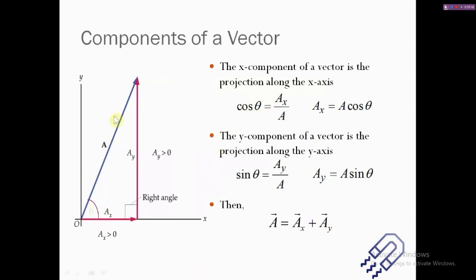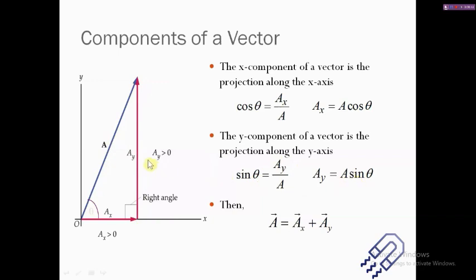Similarly, along the y-axis, if you want to find this length, you can use sine theta. Sine theta is nothing but opposite side by hypotenuse, or in layman's terms, perpendicular divided by hypotenuse. So it is AY divided by A. So AY is equal to nothing but A sine theta. Correct?